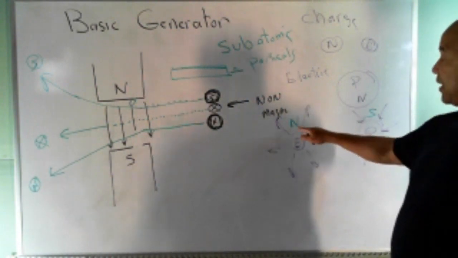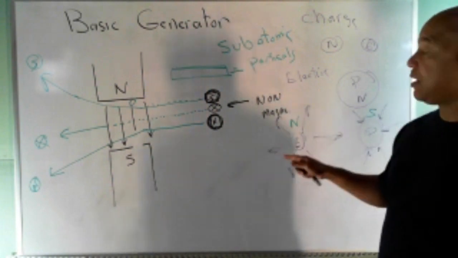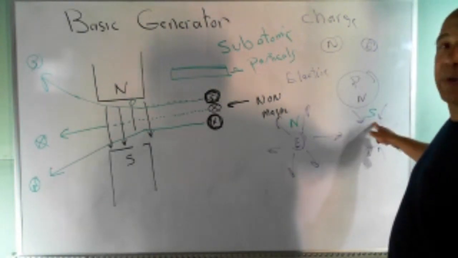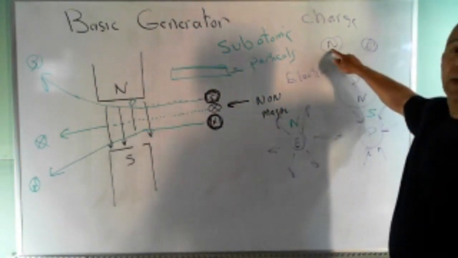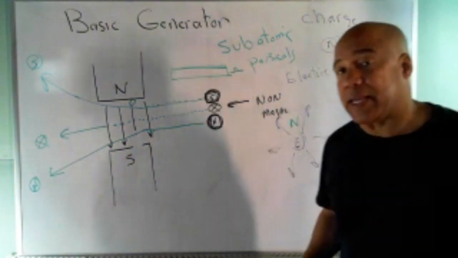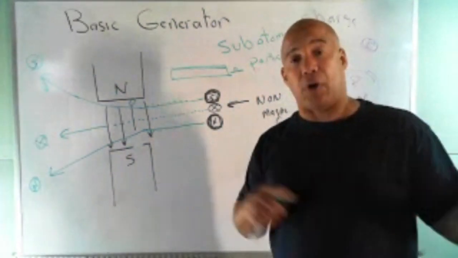If I have an electron and a proton, when they're moving, one is going to have north magnetic polarity, and the other is going to have south magnetic polarity, and the neutron is going to have no magnetic polarity at all. Now remember what current is. Current is charge in motion.